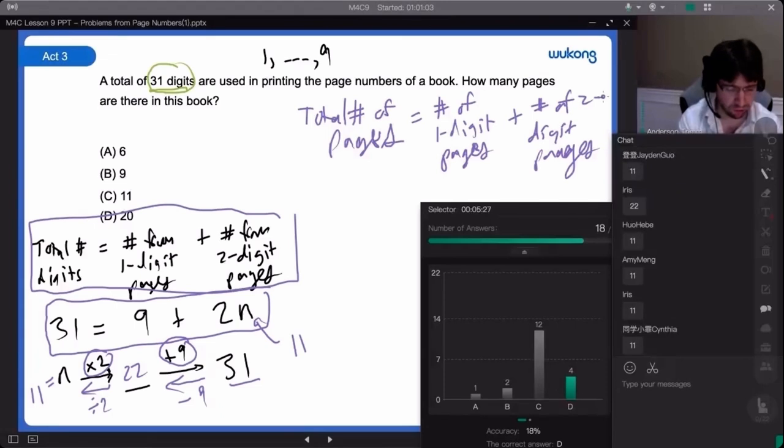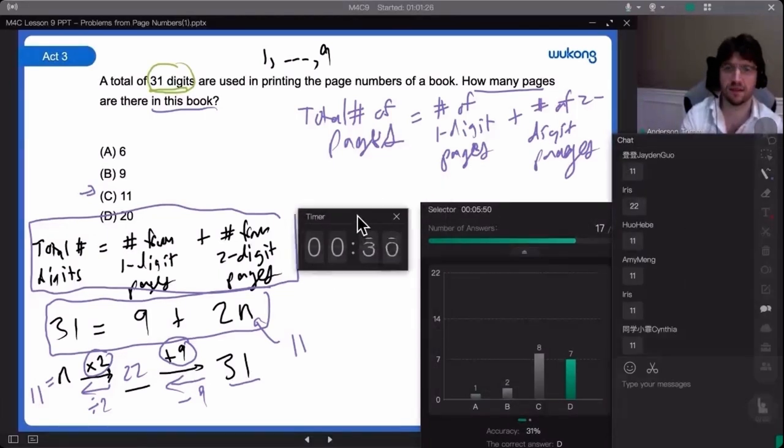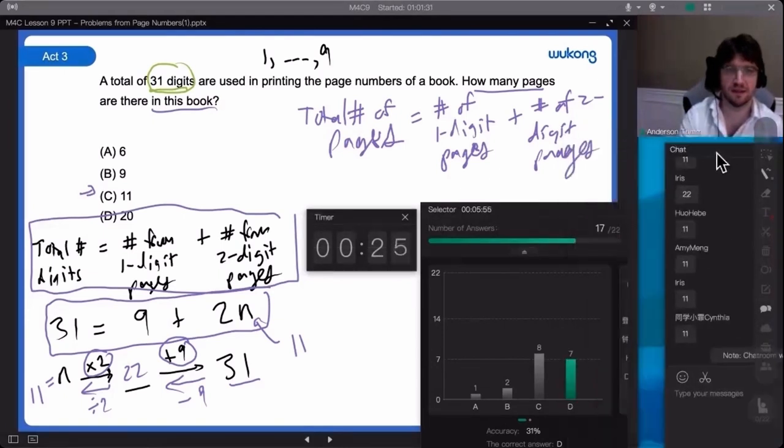So if you said 11, that's the number of 2-digit pages only. You have to add the number of 1-digit pages. We want how many pages in the book, all the pages. So it's not 11, that's just the number of 2-digit pages. So add those to the 1-digit pages and then you're done. Okay, give you guys 30 seconds to do that. Total number of pages.